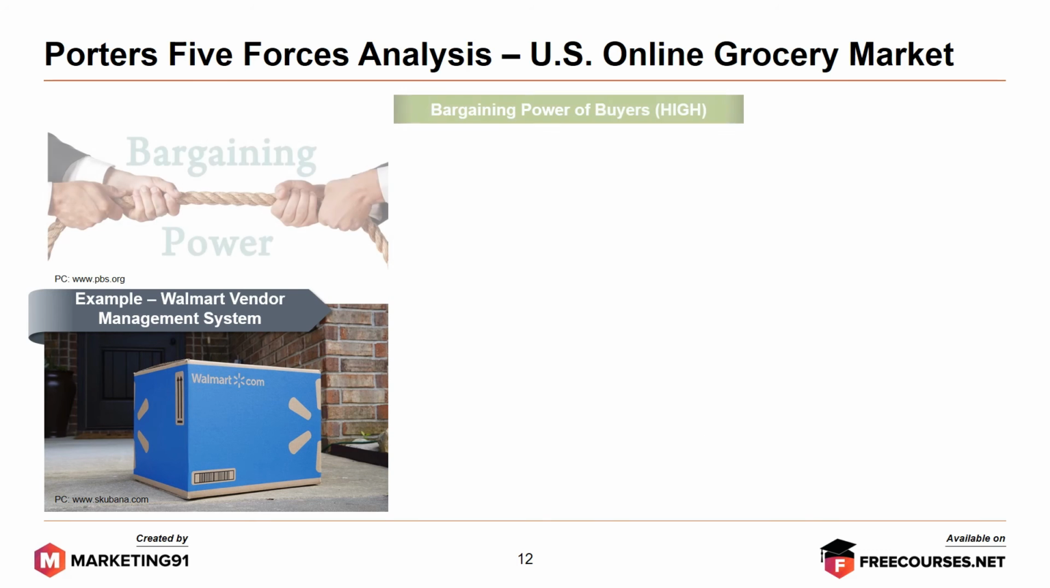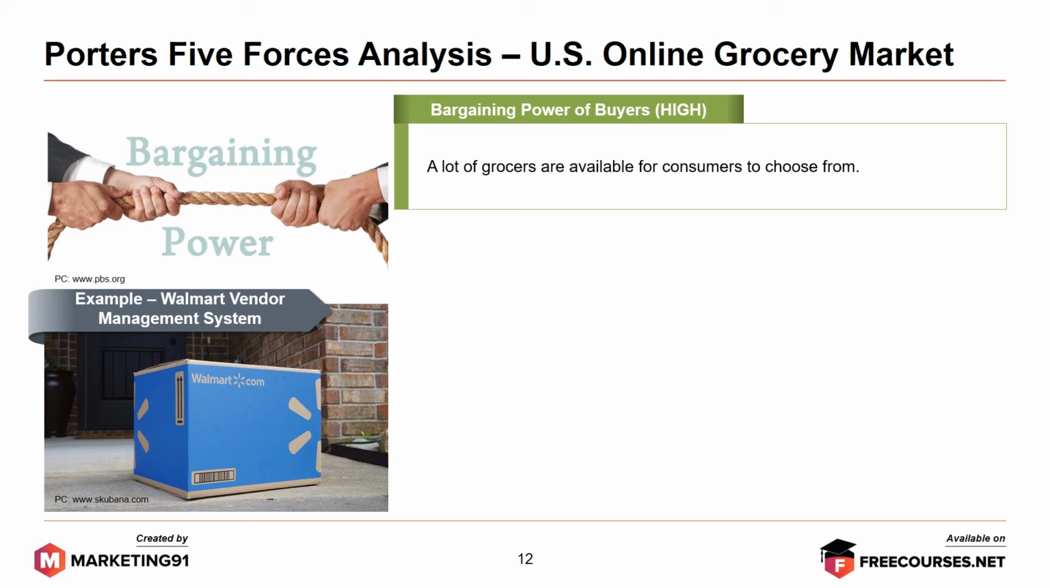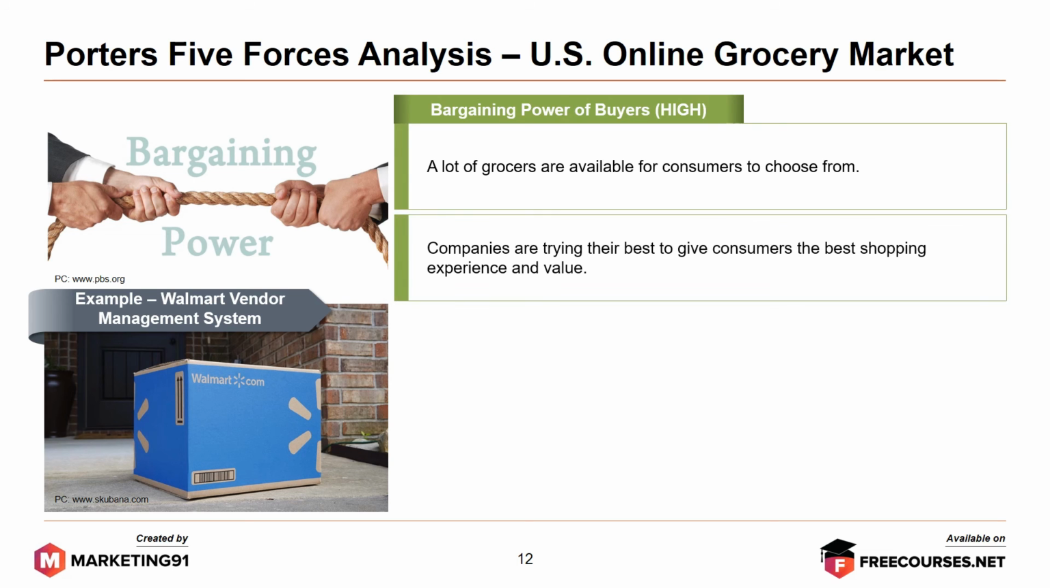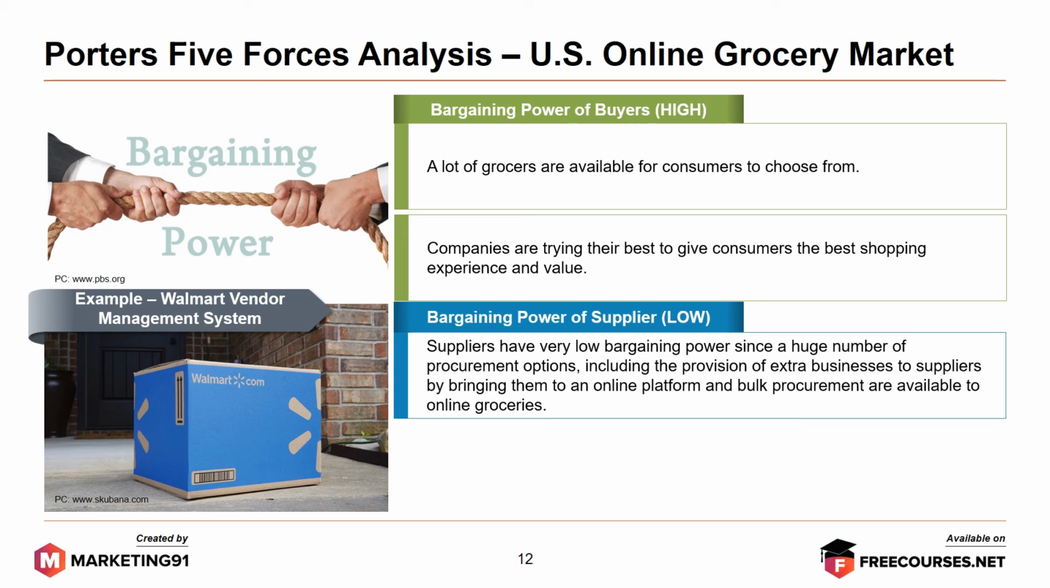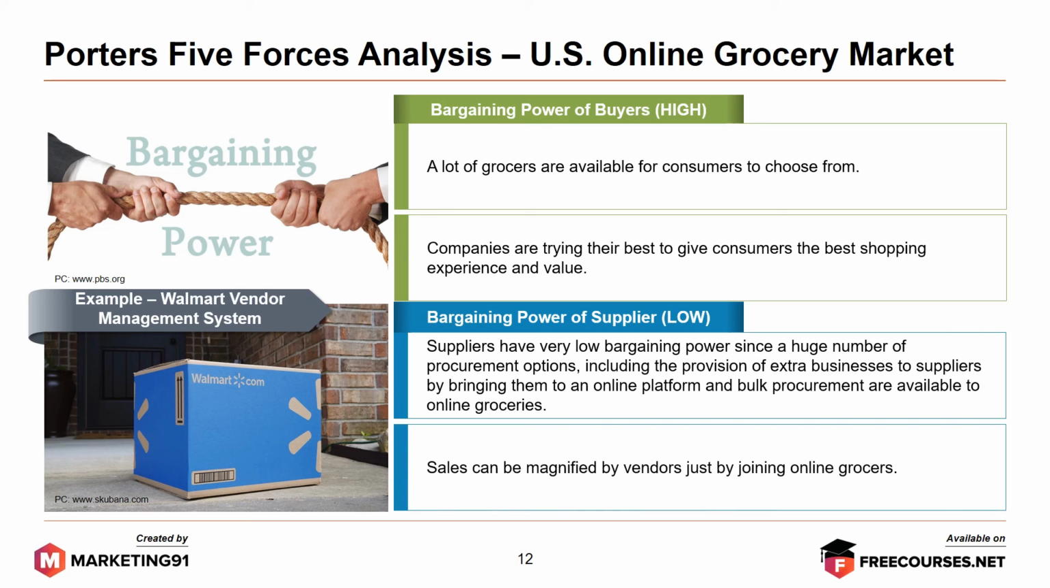Finally, looking at the bargaining power of buyers, which is high, a lot of grocers are available for consumers to choose from. Companies are trying their best to give consumers the best shopping experience and value. And finally, bargaining power of supplier. Suppliers have very low bargaining power, as a huge number of procurement options, including the provision of extra businesses to suppliers by bringing them to an online platform, and bulk procurement are available to online groceries. Sales can be magnified by vendors just by joining online grocers.